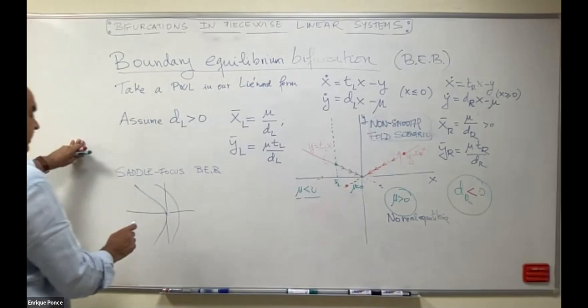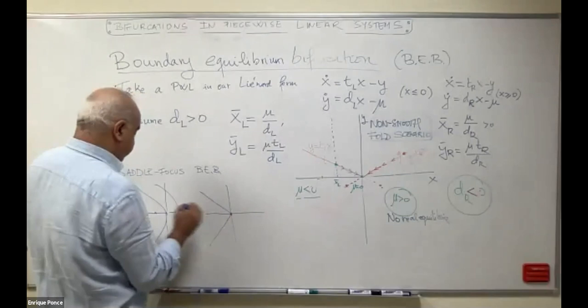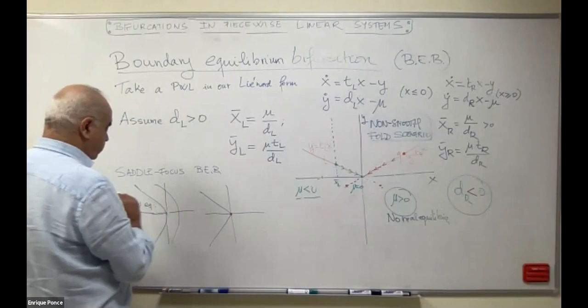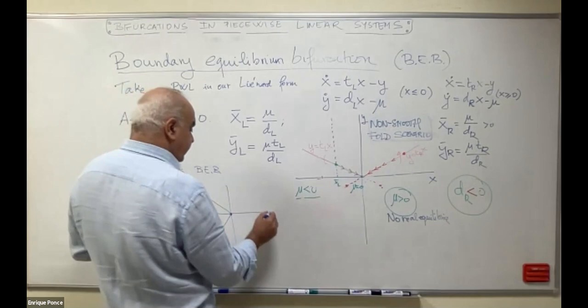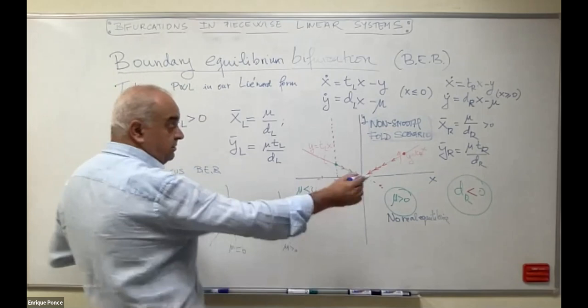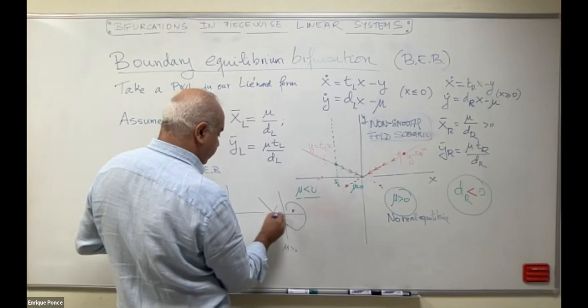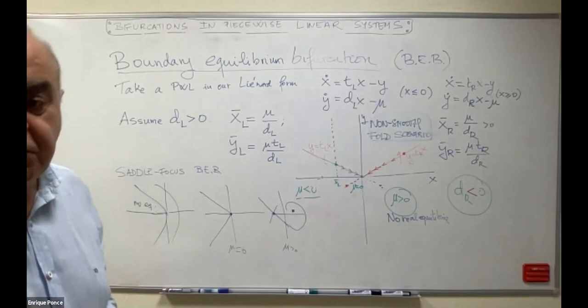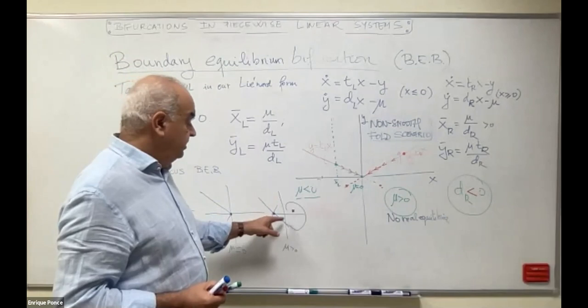Some equilibria here, and then you get a critical situation where no equilibria, a collision of, and this situation is mu equal to zero, and finally for mu positive, well, it is the reverse situation, but you have something like that: a saddle here and a focus here. And then, of course, you can also get a homoclinic connection, a situation like this, or even a limit cycle surrounding the new focus.